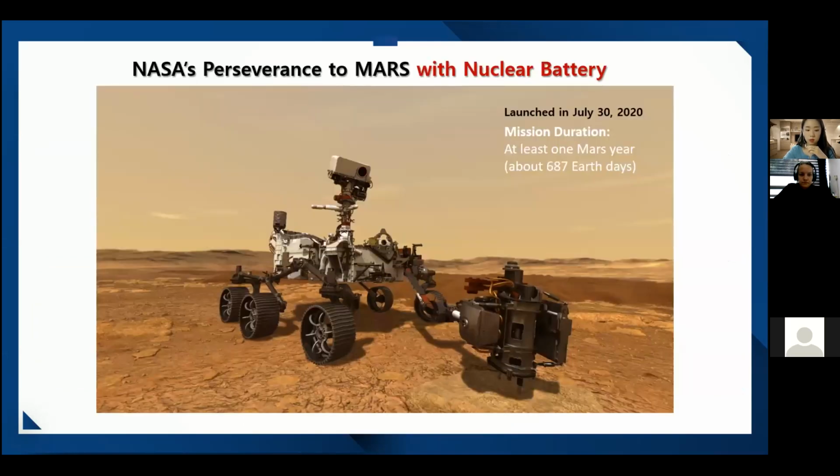And this is another example of using nuclear power. It's the use of a nuclear battery in NASA's Perseverance, which was launched last year and is expected to complete its mission for 1 Mars year, during which its power is supplied by a nuclear battery.